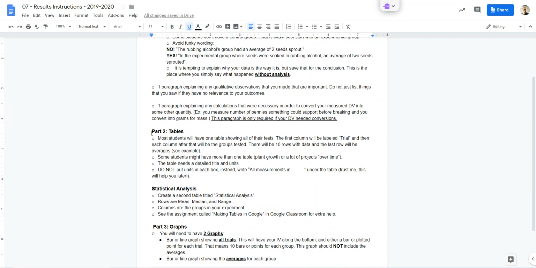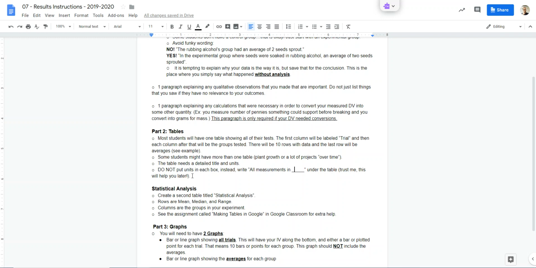The next part of the instruction talks about the tables. You do need to have data tables, and it's a lot like what we've done in the labs that we've done in this class. You're going to have at least 2 tables. Just like for labs that we've done, you're going to have one that shows the trials with your averages, and another one that shows your statistical analysis, so the mean, the median, and the range. So those are the 2 tables right here. Make sure that you're putting a title on these tables. Make sure that you have units in all the boxes. All of the things that we've talked about through the labs that we've done.